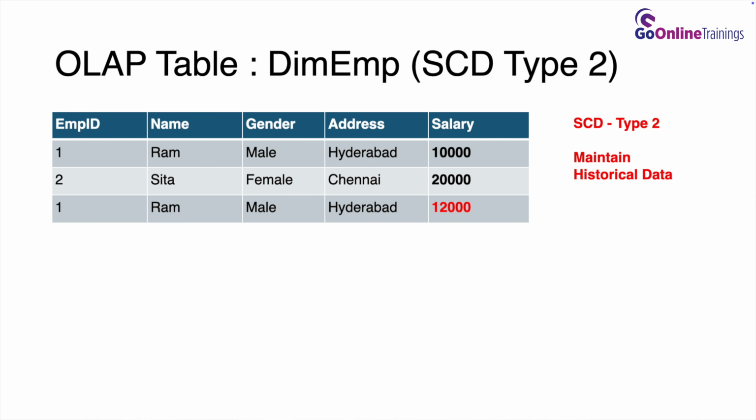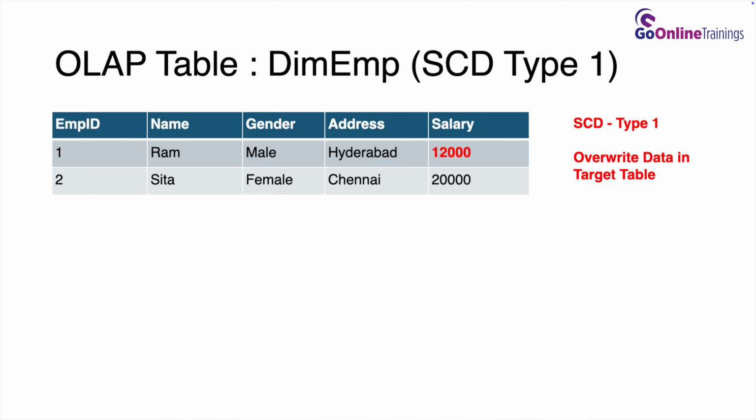If somebody asks, what was your last year's salary, you can say 10,000 rupees from this date to this date. This information can be retrieved only from the data warehousing system or the OLAP system. So this is what is called a slowly changing dimension. This is a type 2 dimension.